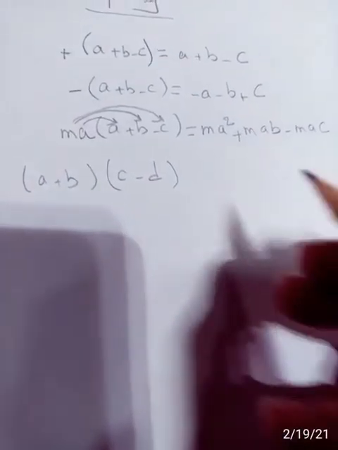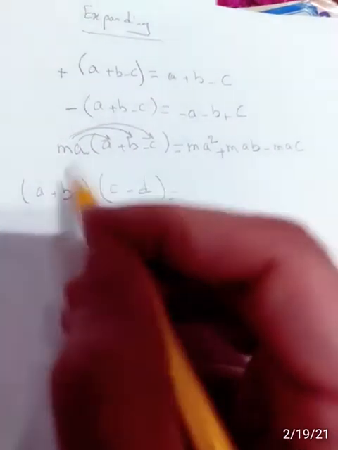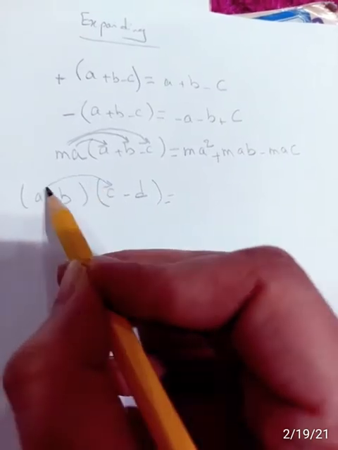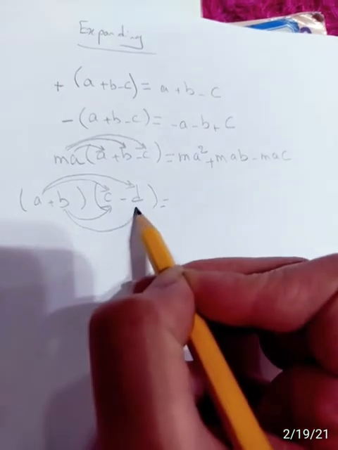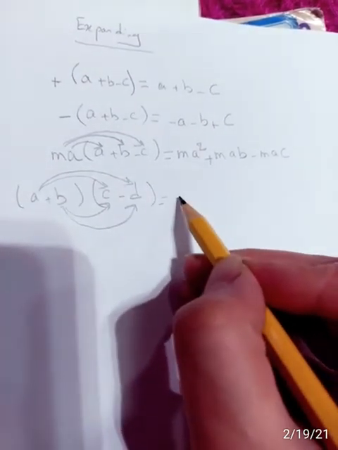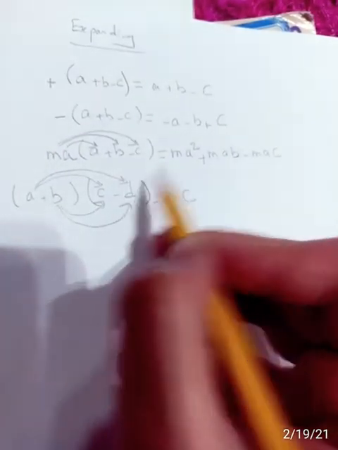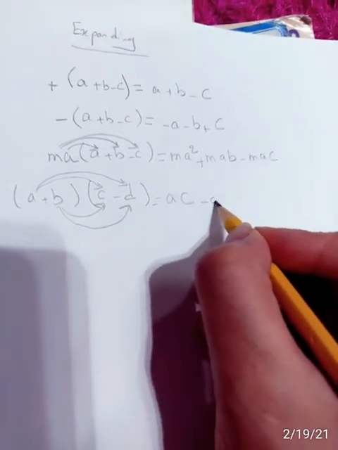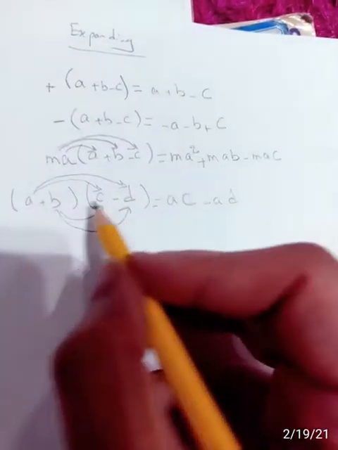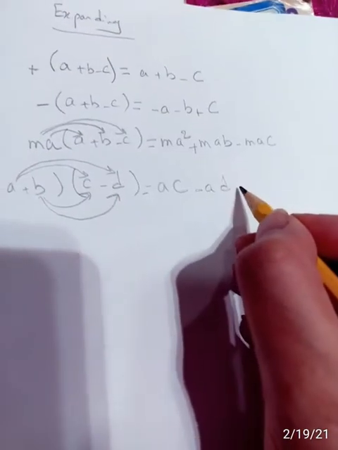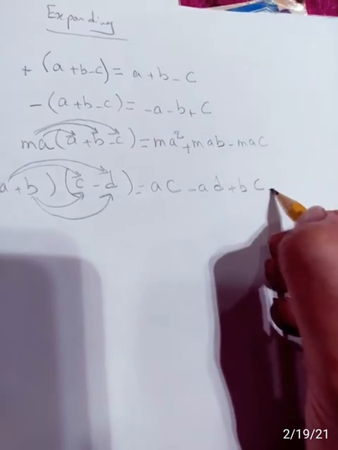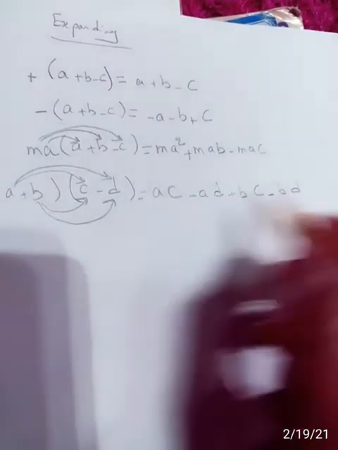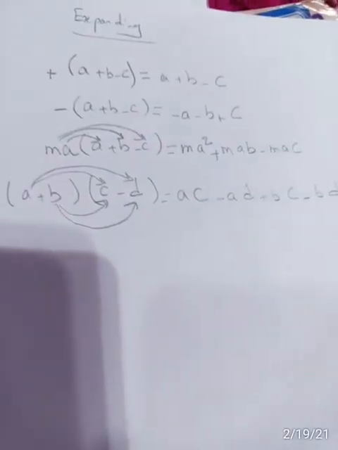Pay attention to the signs. Here I have a bracket into bracket. So I give the first to the first and the second, and the second to the first and the second. a times c, it's ac. a times minus d, minus ad. b times c, it's bc. b times minus d, minus bd. There are no like terms to reduce. This means how to expand.